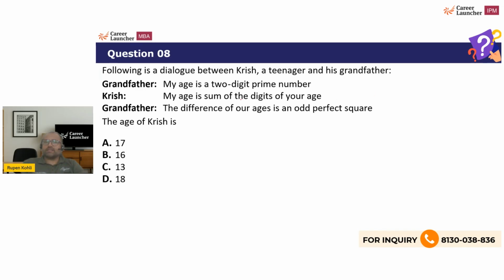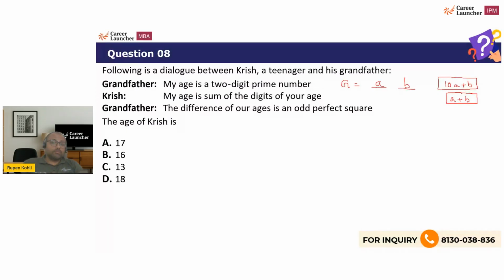Since the condition was stated in terms of digits, I will take the age of the grandfather to be the two-digit number AB in the digit form. Means the value of that being 10A plus B, right? So if the age of the grandfather is AB, which means in value terms 10A plus B, Krish is saying my age is A plus B, the sum of the digits of your age. Grandfather is 10A plus B. Krish is A plus B.